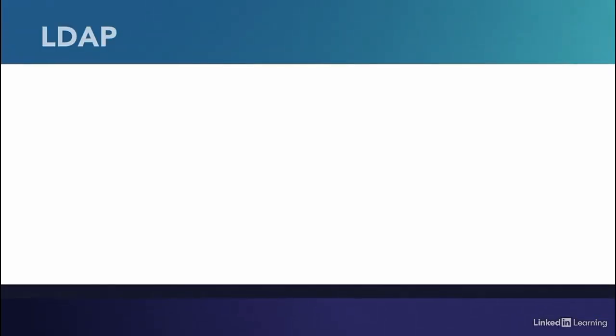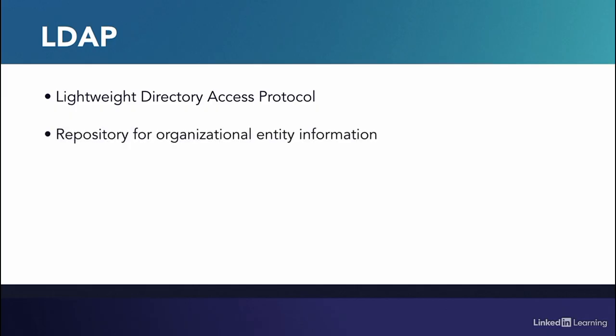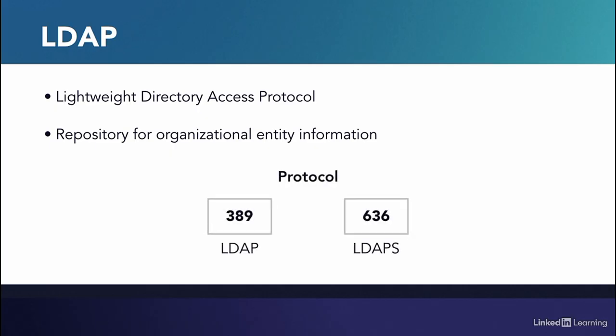LDAP is the Lightweight Directory Access Protocol and is used extensively in various forms of enterprise servers. It provides a standard way of accessing an X500 compliant directory. LDAP is a TCP/IP branch of the original OSI Directory Access Protocol, and by default communicates using ports 389 for LDAP and 636 for LDAP-S.